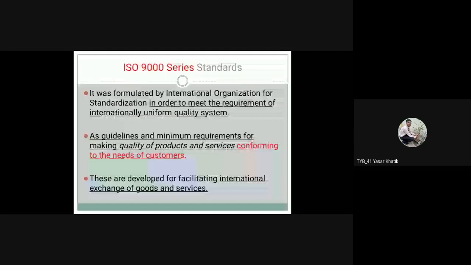As guidelines and minimum requirements for making quality services conforming to the needs of the customer.